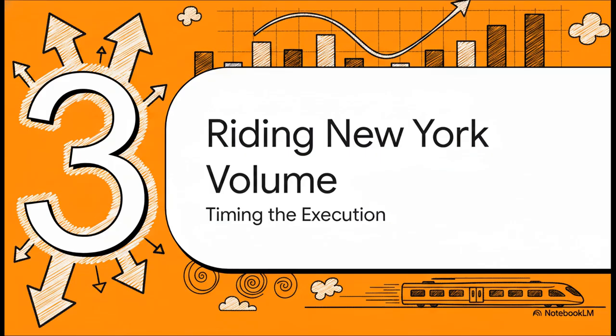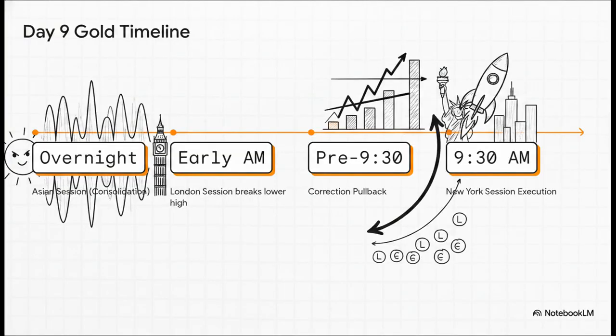Part 3, riding New York volume, timing the execution. Let's walk through exactly how this day 9 gold trade unfolded chronologically across the market sessions. Overnight, during the Asian session, we saw a lot of consolidation, just pressure building up. Then, early morning during the London session, that's when the critical indication happened. It broke the lower high, pushing all the way up to 3,296. Pre-9:30 a.m., we got our correction pullback to grab liquidity. And then, 9:30 a.m. hits, the New York session opens, and that is where the execution happens. London broke the structure, but New York provided the fuel to actually ride it.